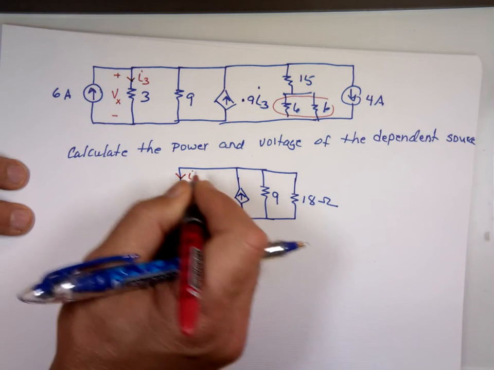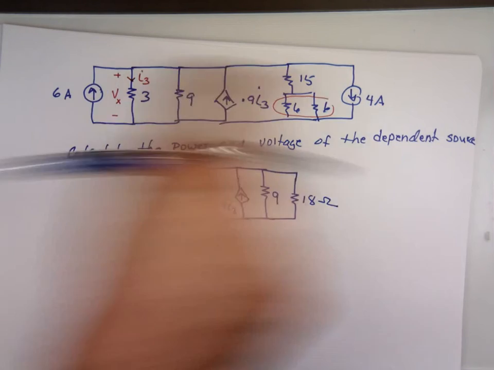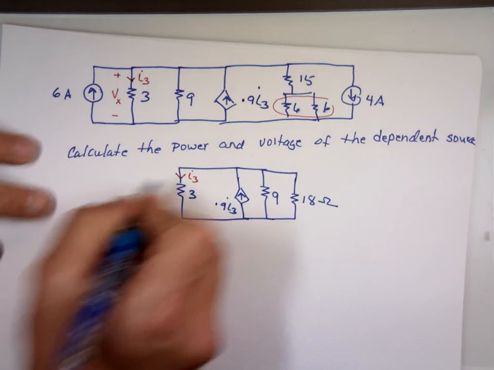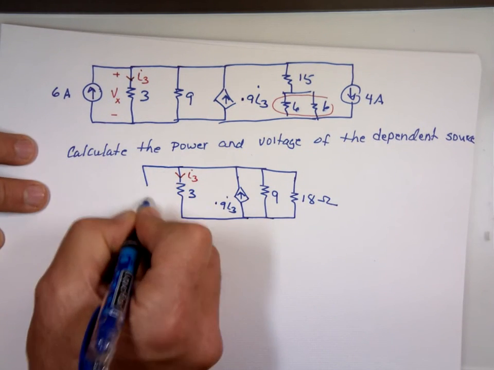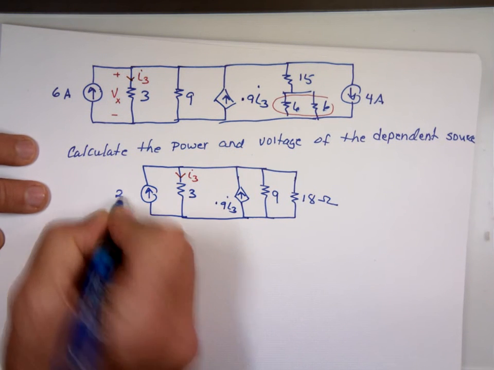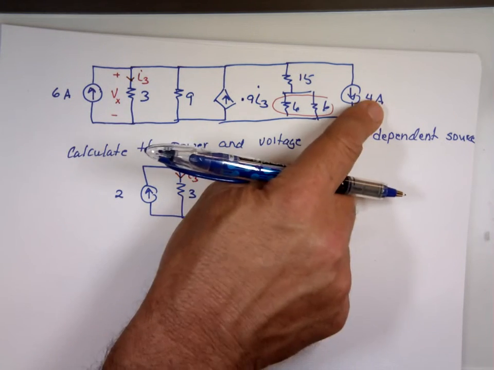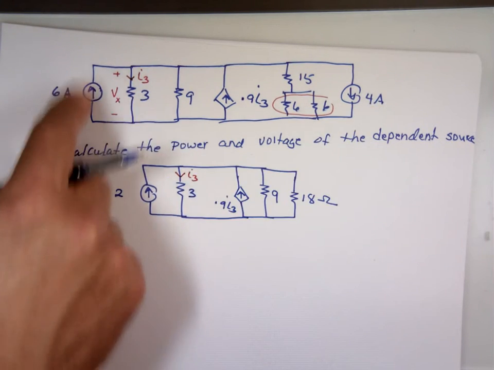Wait, let's see. We have a current source going up of 6. We have one coming down of 4. Can I combine them into one? What's the value? 2 going up. Notice that's the current source going up, that's down. You can put them next to each other, up and down, positive and negative. That's a 2.